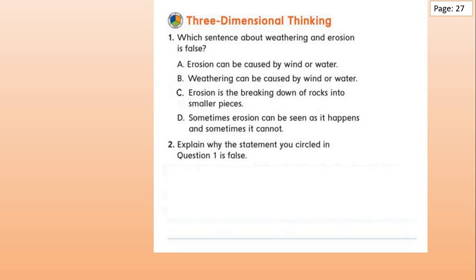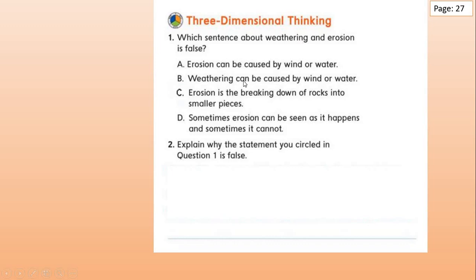Let's solve these two questions. Question number 1, page number 27. Which sentence about weathering and erosion is false? A. Erosion can be caused by wind or water. What do you think, grade 2? Is this correct? Think about it.